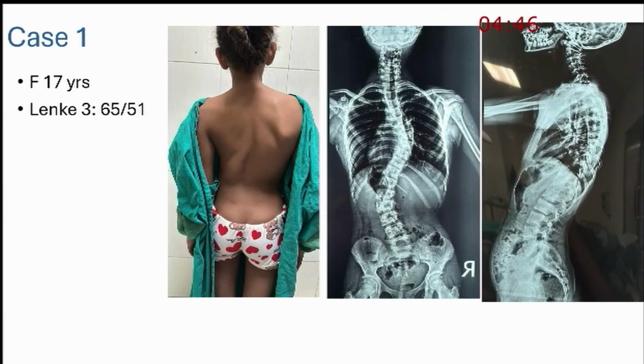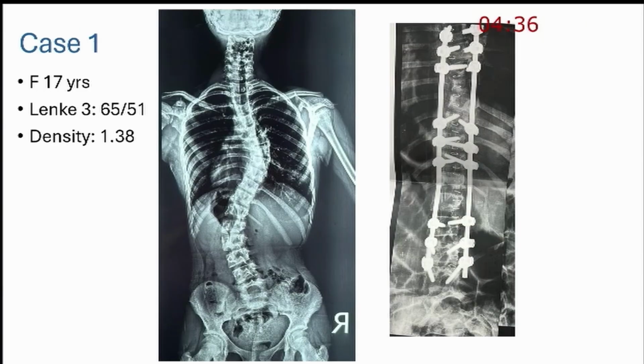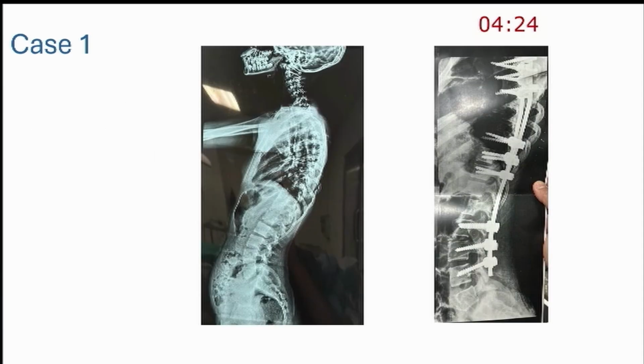This is a case, a 17-year-old girl, with Lenke 3, 65 and 51 degrees. And here is the post-operative. The density was 1.3. It's a low density with adequate accepted correction. And this is the lateral view.